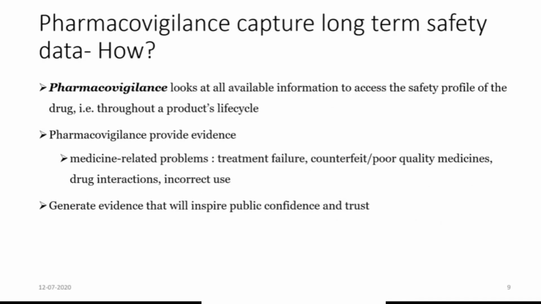And how is pharmacovigilance working in capturing long-term safety data? Pharmacovigilance looks at all available information to assess the safety profile of the product. Throughout the product life cycle, pharmacovigilance provides evidence on medicine-related problems, treatment failures, counterfeits, poor quality medicines, drug interactions, or incorrect use. It also generates evidence that will inspire public confidence and trust.